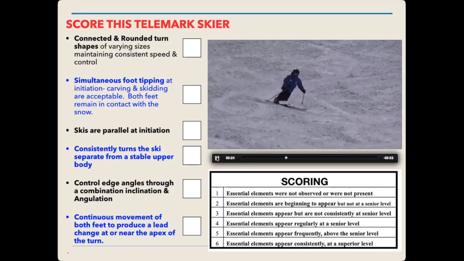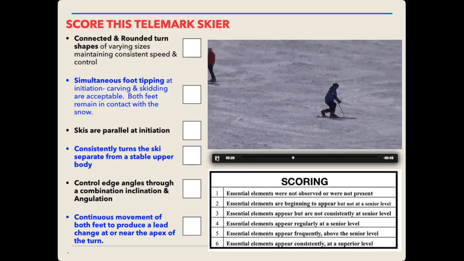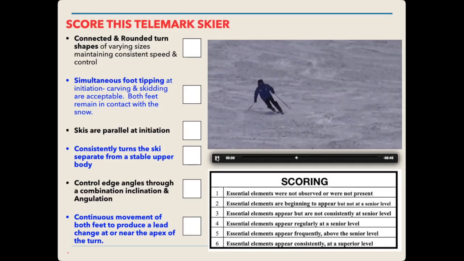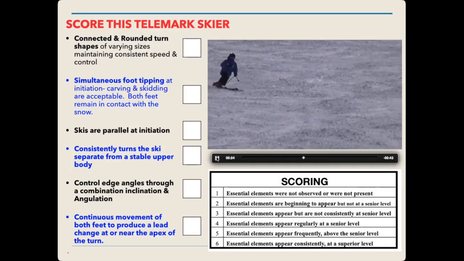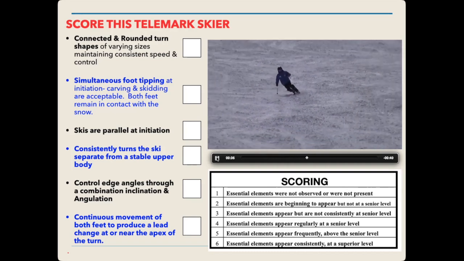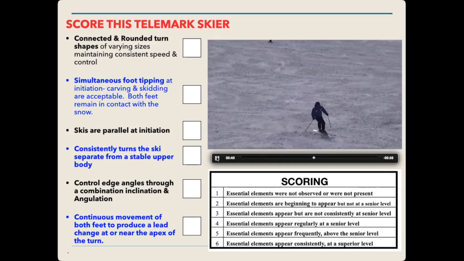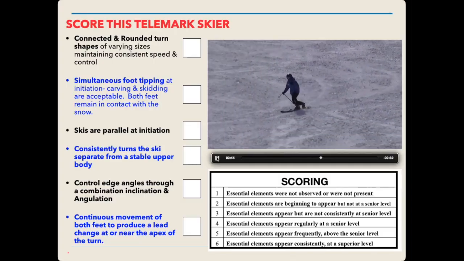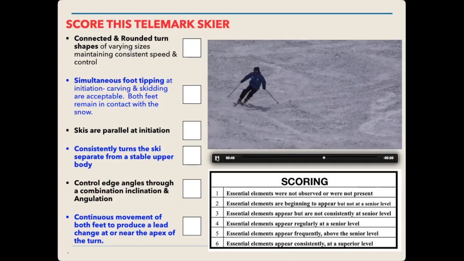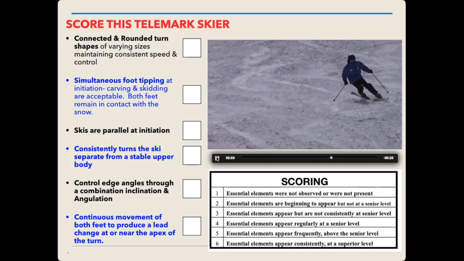I think the turns are all very rounded. Speed control is excellent. They're making use of terrain changes. You can see how things kind of funnel down at the end. They go from wide to relatively small turns. I think it's a good demonstration of that. Eric? Yeah, I agree. I also scored that a 5.